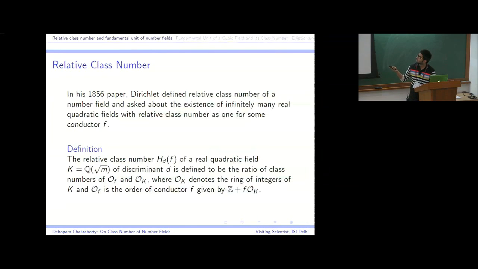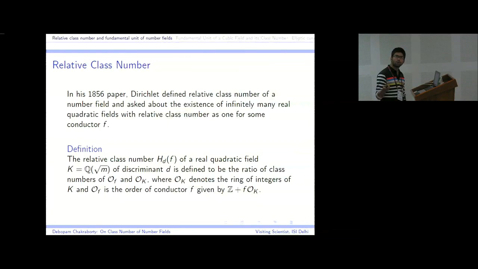And Dirichlet actually inquired about the fact that whether there will be infinitely many real quadratic fields with relative class number as 1. So in his 1856 paper only, it consists of many useful results, which over the years people use those results and try to find whether this happens or not.